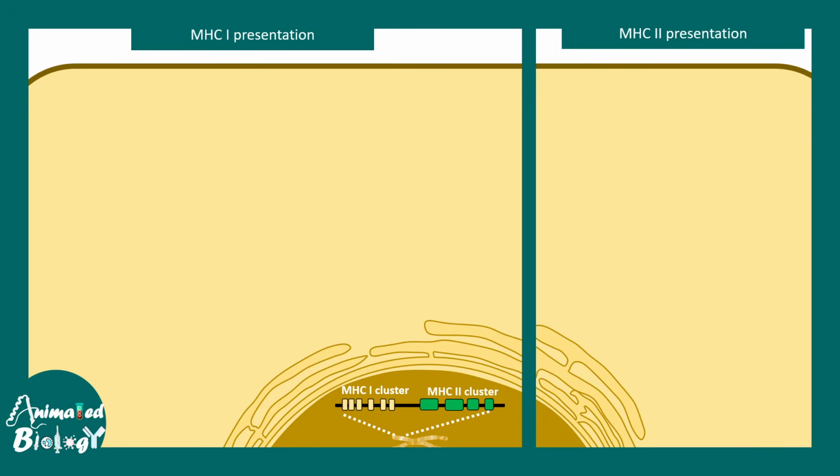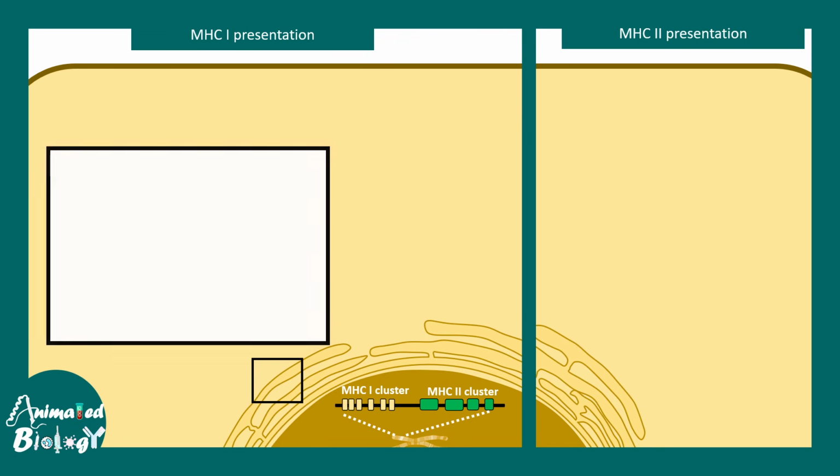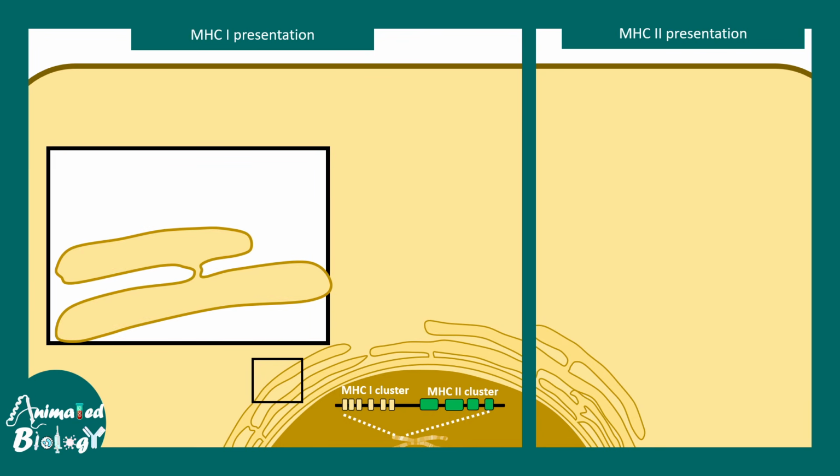Be it class 1 or class 2, both of them are proteins, so they are encoded by genes. There are MHC1 and MHC2 specific clusters in specific chromosomes. If you want to know more about that, you can click on the I button, but these clusters would eventually produce the class 1 MHC or class 2 MHC. The protein is translated and moved to the endoplasmic reticulum. In the endoplasmic reticulum, there are certain chaperones which help in protein folding.